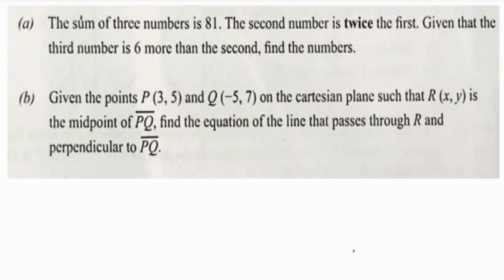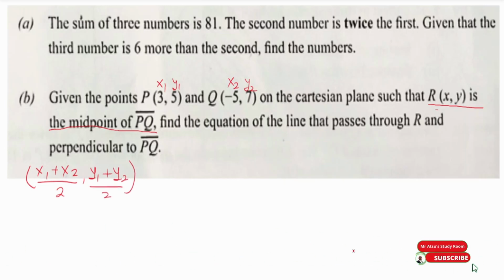We'll first start with the fact that R is the midpoint of PQ. Then we can solve for the coordinate of R first. And we'll be using the midpoint formula: if we decide to call the coordinate of P (x1, y1) and that of Q (x2, y2), then the midpoint formula will be x1 plus x2 all over 2 as the x coordinate of the midpoint, and y1 plus y2 all over 2 as the y coordinate of the midpoint.